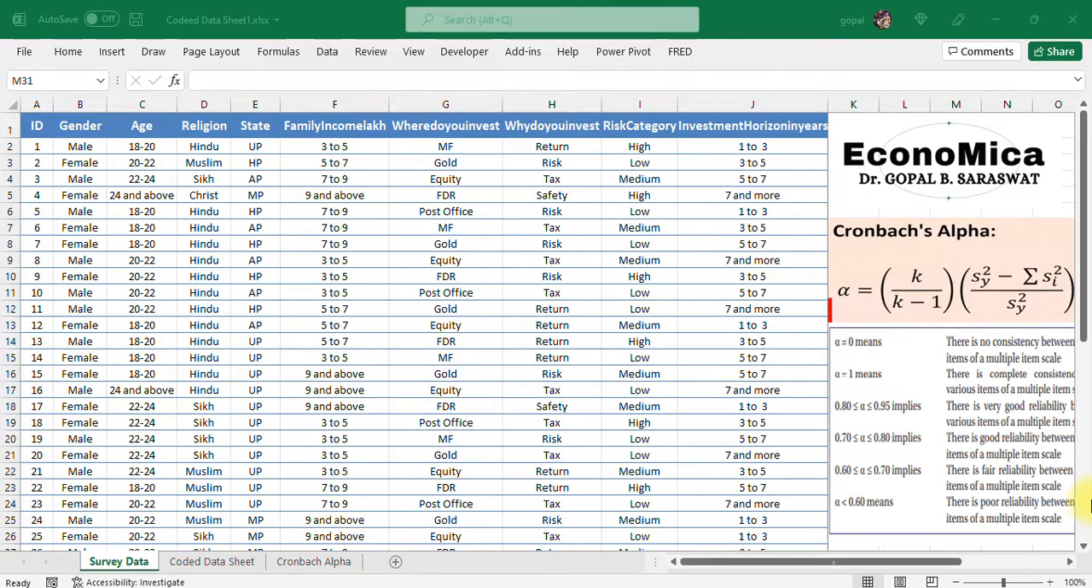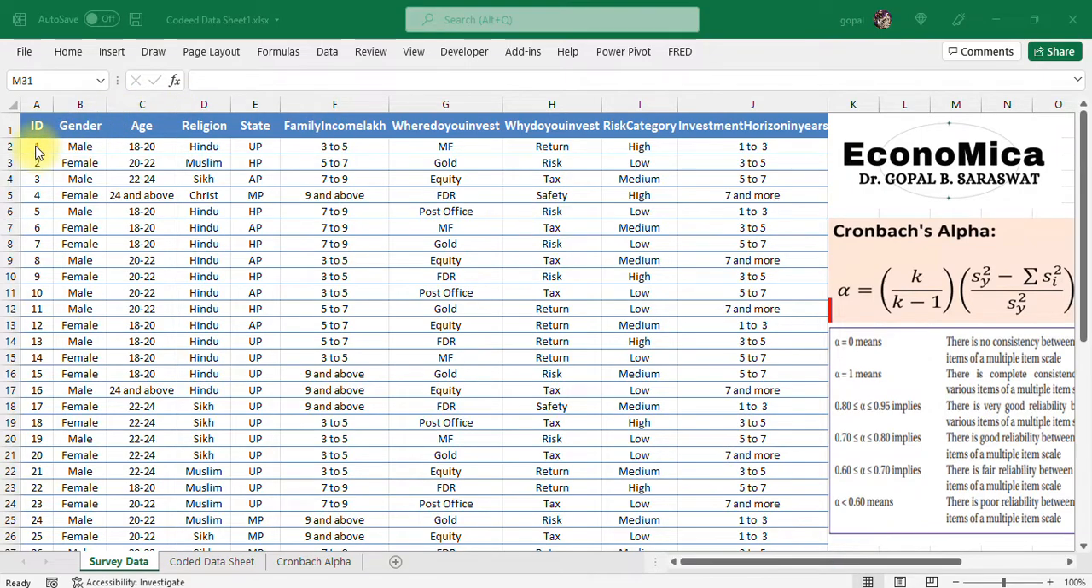About Cronbach Alpha. So in today's video, we have this data set and we are calculating the Cronbach Alpha using Microsoft Excel. How to calculate it, and once we are able to calculate, what is the meaning of that Cronbach Alpha value, we are going to discuss in this video. So let's start the video.